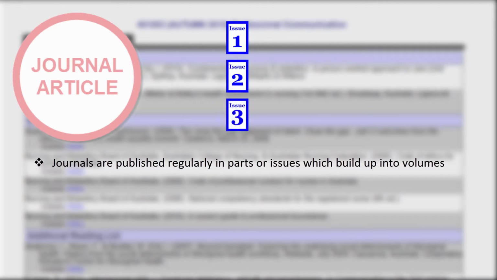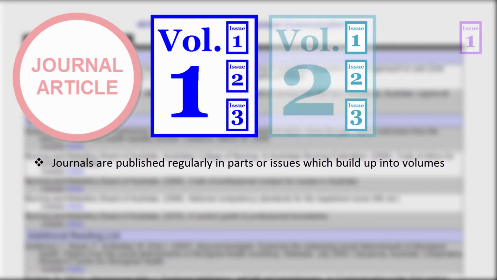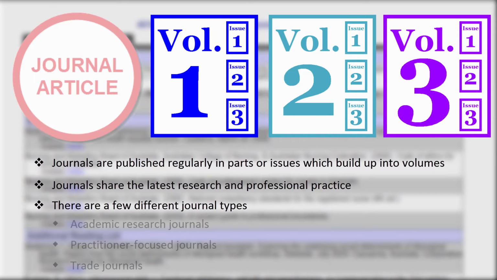Journals are like academic magazines. They are published regularly in parts or issues which build up into volumes. Journals are used to share the latest research and professional practice. There are different types of journals for different uses. Very academic research journals, practitioner-focused journals, and trade journals.